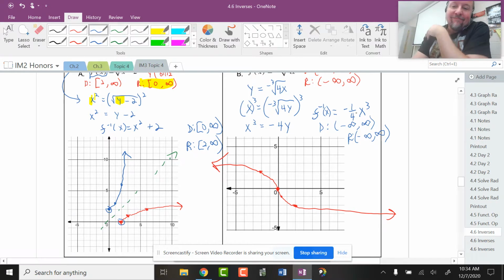What's 0 cubed times negative 1/4? Input, output. I get 0 for x, I get 0 for y, that's a coordinate. And then look at this coordinate, 1/4 comma negative 1. Hey, what happens when I plug in negative 1?